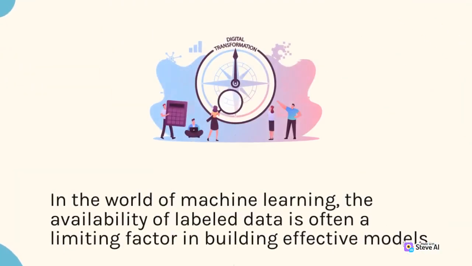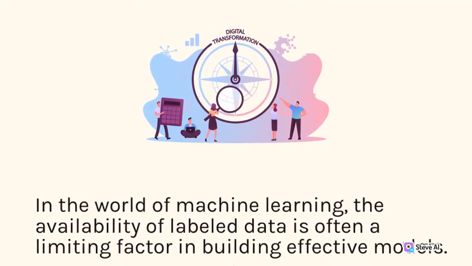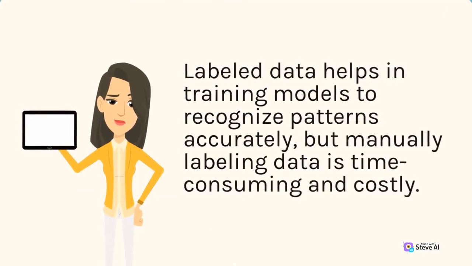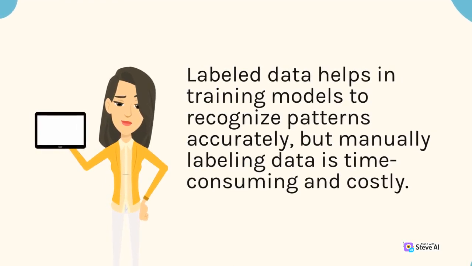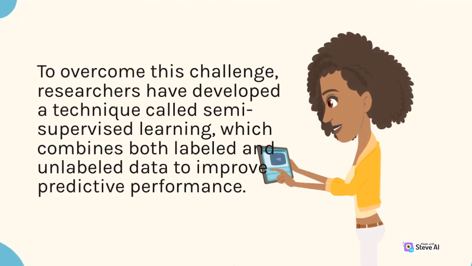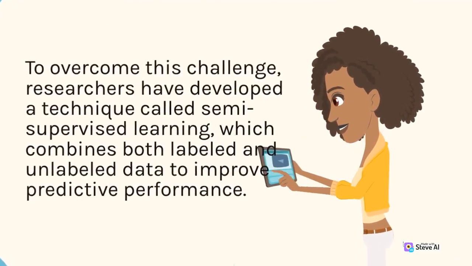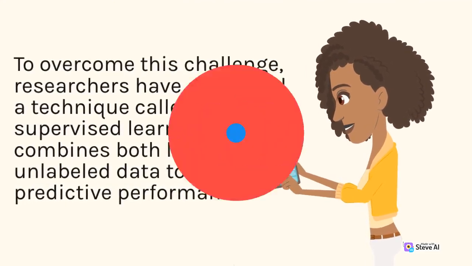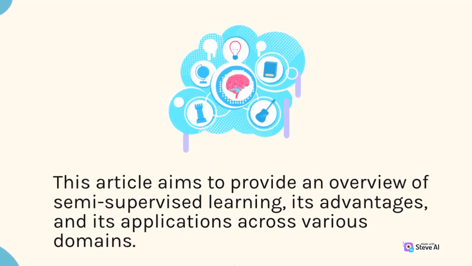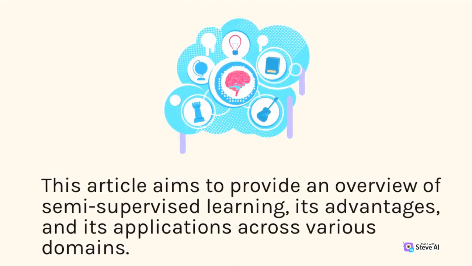In the world of machine learning, the availability of labeled data is often a limiting factor in building effective models. Labeled data helps in training models to recognize patterns accurately, but manually labeling data is time-consuming and costly. To overcome this challenge, researchers have developed a technique called semi-supervised learning, which combines both labeled and unlabeled data to improve predictive performance. This article aims to provide an overview of semi-supervised learning, its advantages, and its applications across various domains.